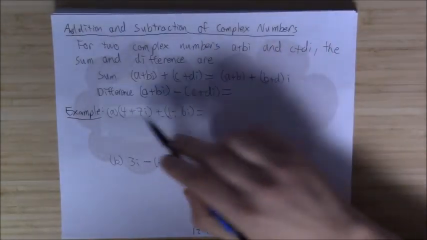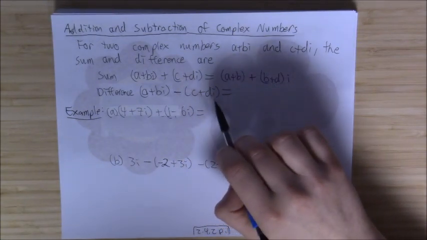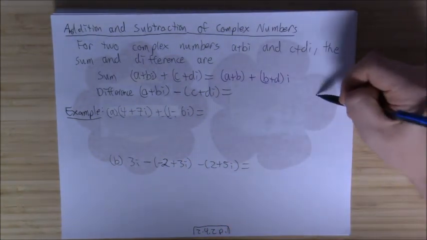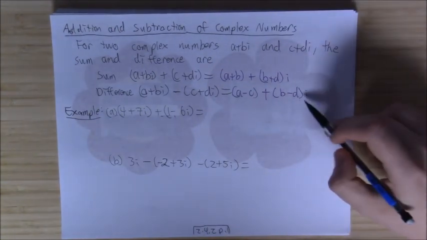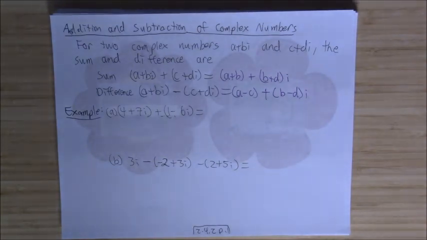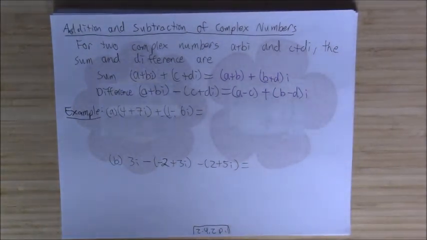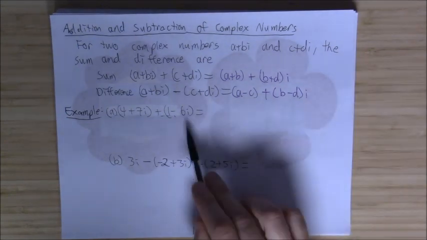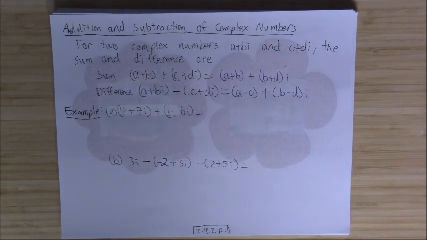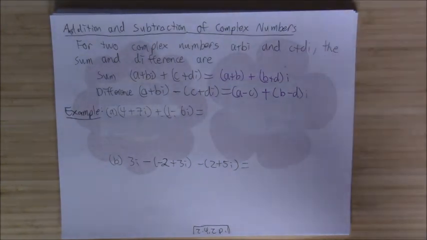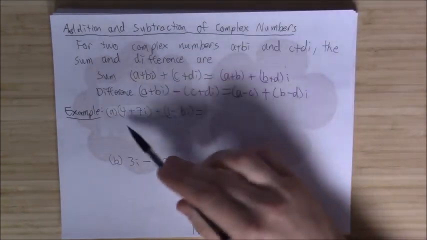Further, if we want to do the difference, namely a plus bi minus c plus di, all we would have to do is subtract their real parts and then subtract their imaginary parts, okay? In practice, what this really looks like is adding and subtracting like terms, where we treat i as just a variable. Now we know it's not actually a variable, but we're going to treat it like it is one for the purpose of the algebra we're going to do.